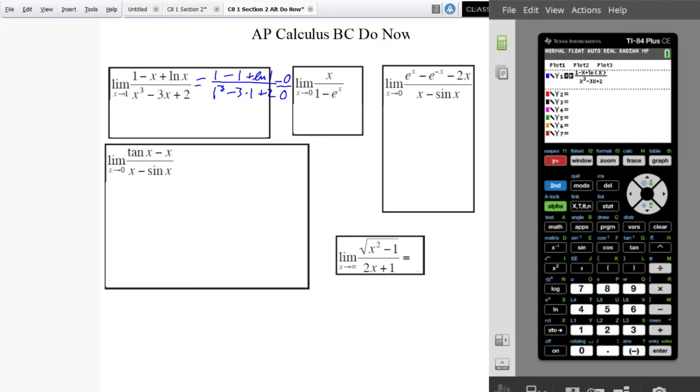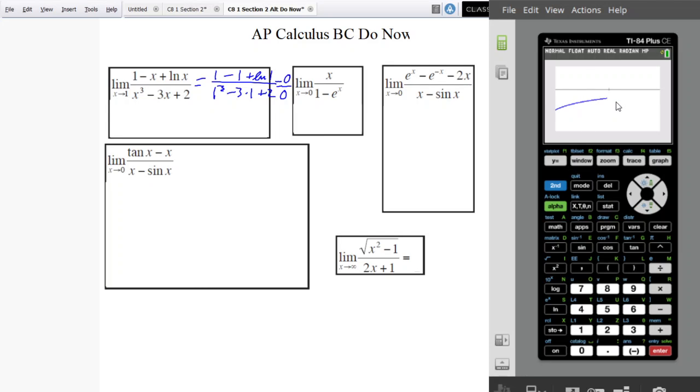So looking here, on my calculator, I have graphed the function from the first problem, 1 minus x plus ln of x, over x cubed minus 3x plus 2. Graphing it on a standard zoom, we're trying to find out what the height of the function is right at x equals positive 1. I can't really see it there, so I try zooming in at x equals 1. Zooming in, whew, that does not look pretty.